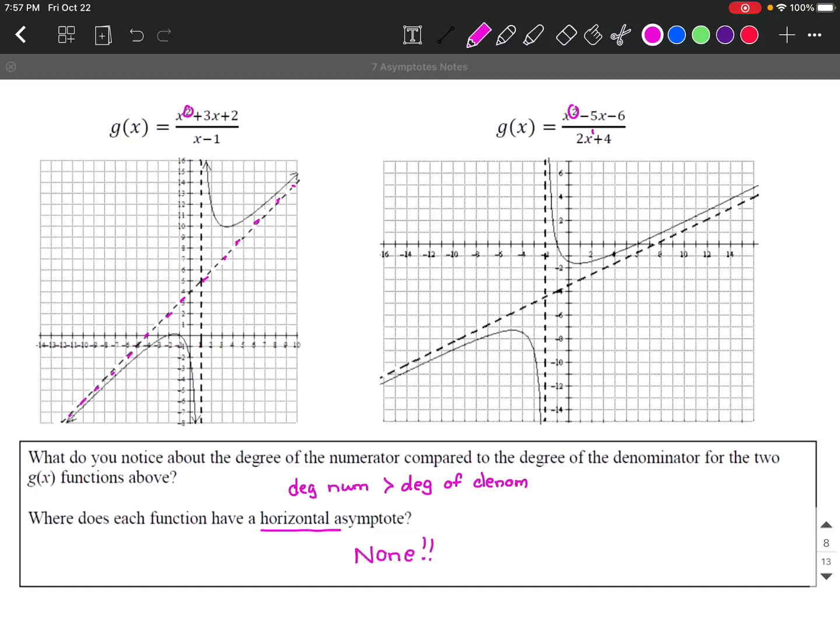Now let's think about this. If the degree of the top gets bigger faster than the bottom, then the top is getting bigger. 10 over 1, 100 over 2, 1,000 over 3, 10,000 over 4. Those fractions are getting bigger and bigger. They're increasing without bound. They're heading to positive infinity. Now, if they're negative, it might be negative 10 over 1, negative 100 over 2, negative 1,000 over 3. Now they're decreasing without bound and headed towards negative infinity. But in either case, there's no horizontal asymptote.